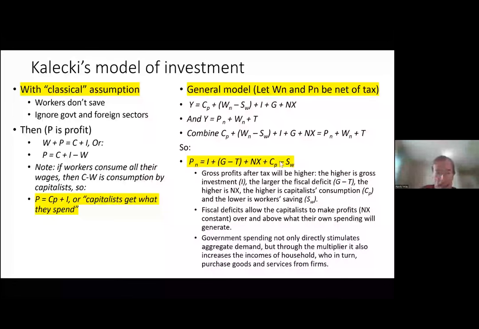Consumption out of profits usually is also assumed to be zero because capitalists exist to invest. They don't exist to consume. And so we get down to net profits at the aggregate level are equal to the investment plus the deficit plus net exports. Why is this? Basically, it's because these are kinds of spending that are additional demands on output that are not expenses of capitalists who produce the consumer goods. So that is why they generate profit. They generate extra income to the capitalists. So we're going to use this when we get to Minsky.